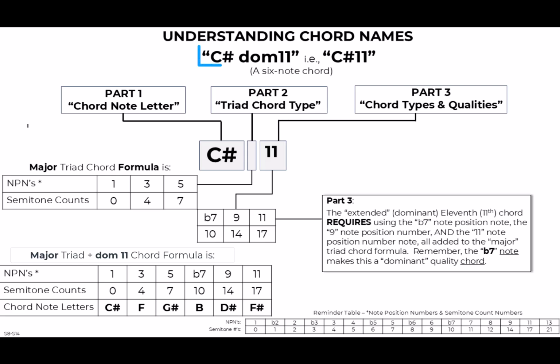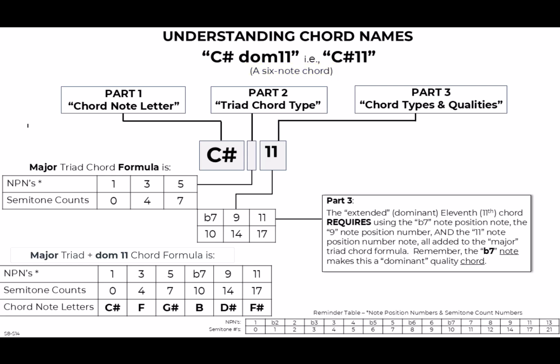Thus, a C sharp dominant 11th, or just abbreviated C sharp 11th chord, is formed with the notes C sharp, F, G sharp, B, D sharp, and F sharp, no matter what octave we need to play them in. No exceptions, and they never change. How simple is this? But obviously, because this is a 6-note extended chord, you'll have to play with at least 2 hands to get things done there.